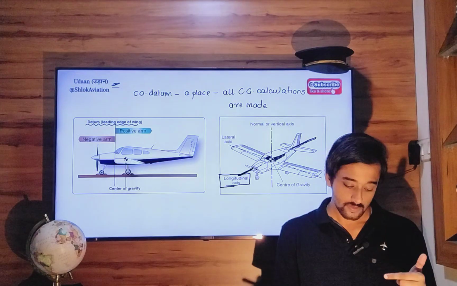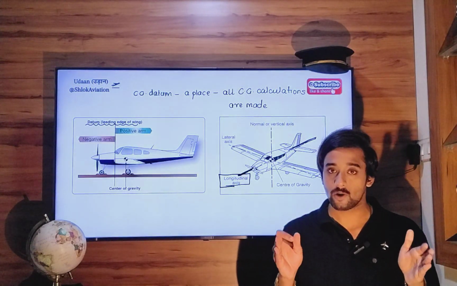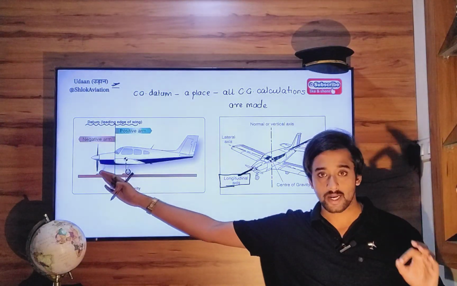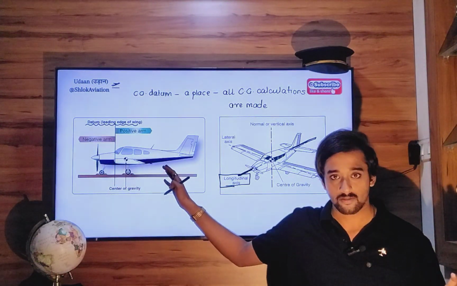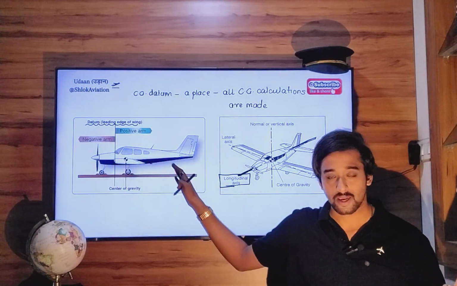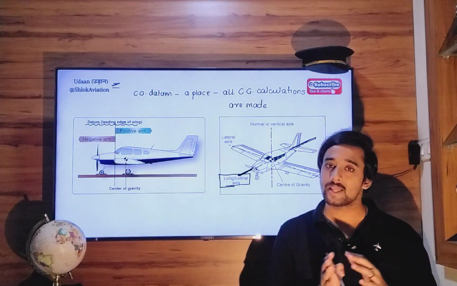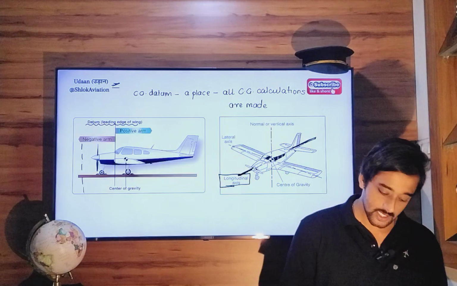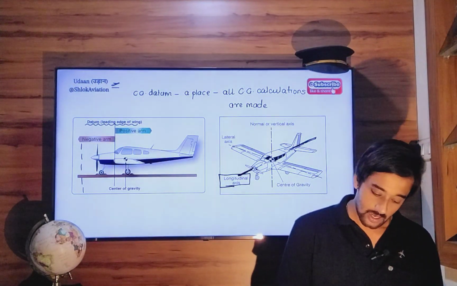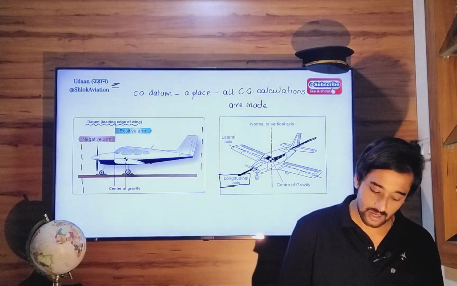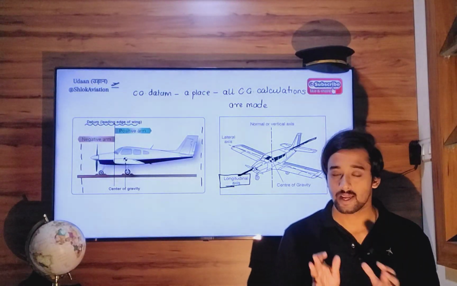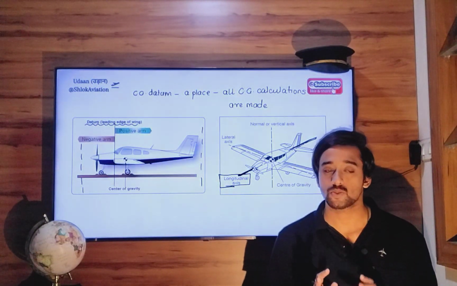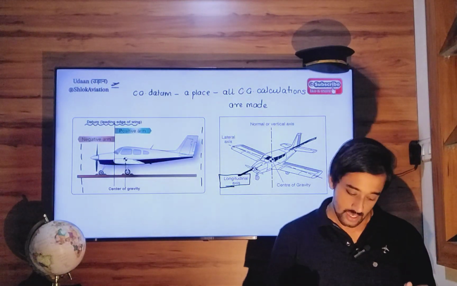It can be in your aircraft or outside your aircraft, meaning it can be situated within the limits of your aircraft between the nose and the tail, like here. Or it can be altogether outside the aircraft, somewhere in front of the nose, or somewhere behind the aircraft like this. So the datum can be anywhere inside or outside your aircraft, but it will be on the longitudinal axis.